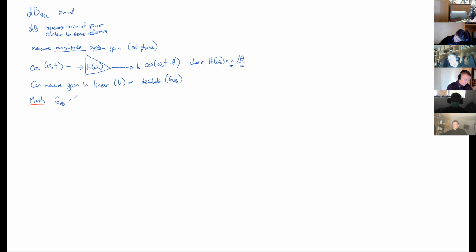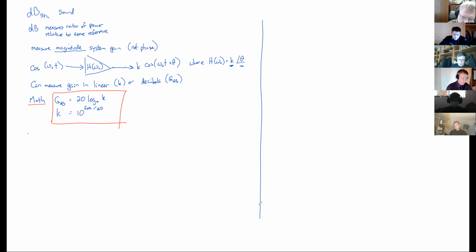You can convert this linear value k into dB by taking its log base 10 and multiplying it by 20. And that means mathematically you can recover your k by saying it's 10 raised to the gain in dB over 20. Let me give a couple of quick examples about that.